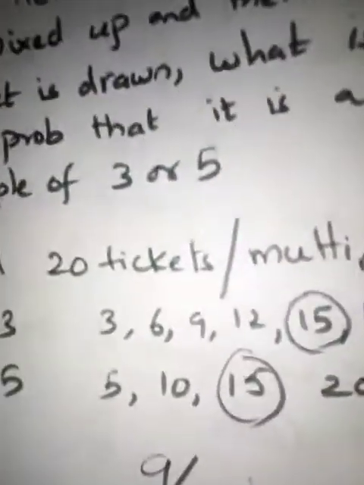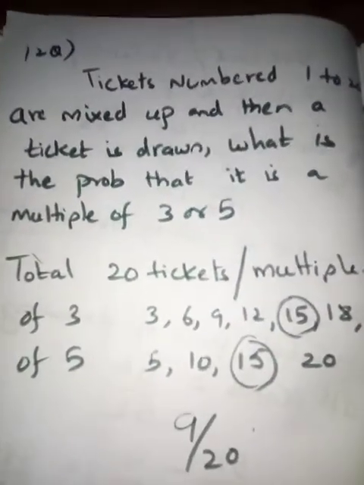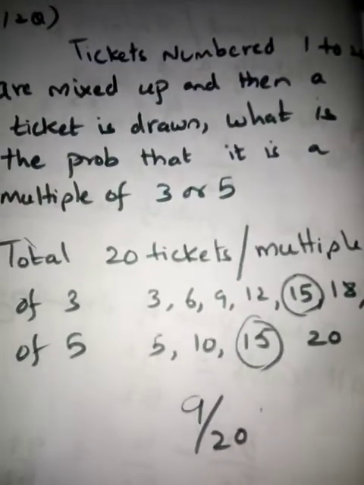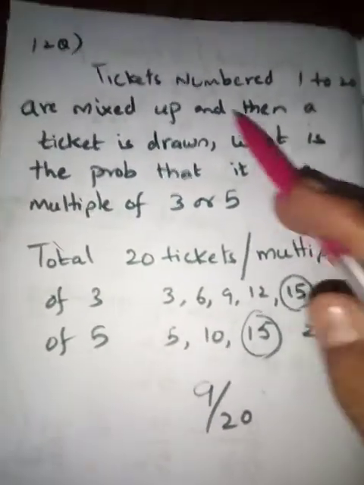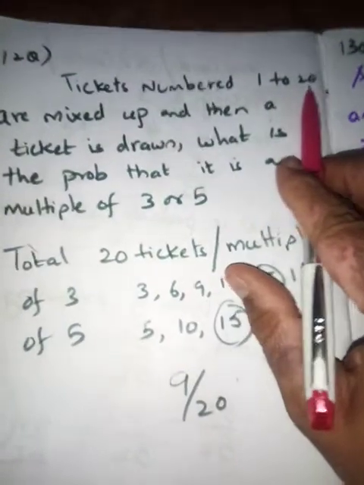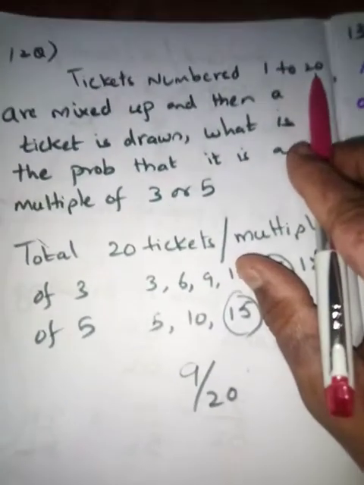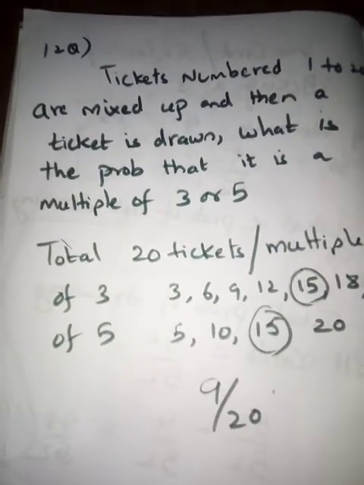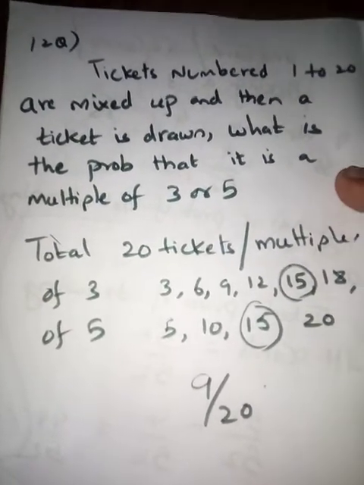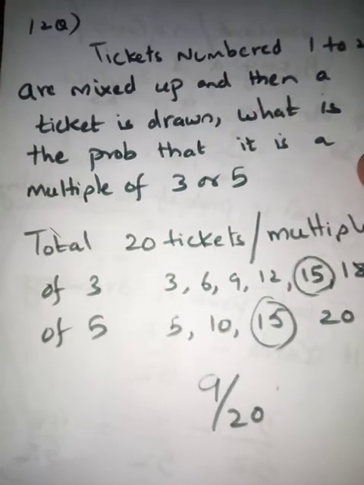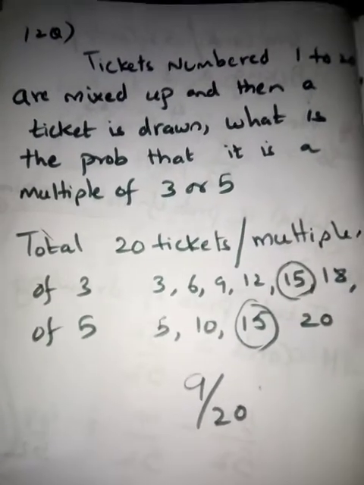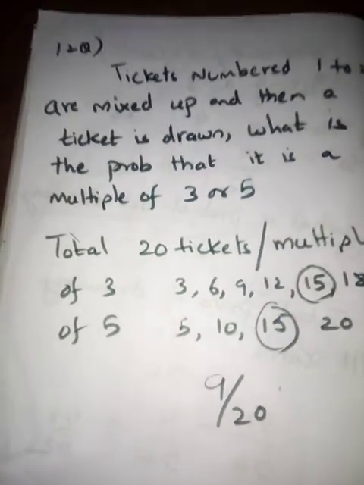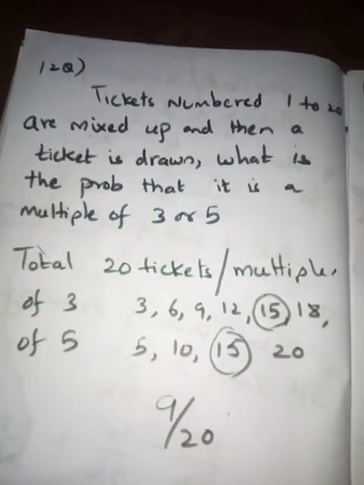These are different questions, not from cards, but let us check whether the students are able to do it or not. Let us see the question. Tickets are numbered 1 to 20. They are nothing but film tickets. If you go to a film, there are numbers from 1, 2, 3, 4, 5, 6 up to 300 or 400 in a theater. So tickets numbered 1 to 20 are mixed up. Suppose I want number 5. If I pick up, I may not get 5 because they're all mixed up.